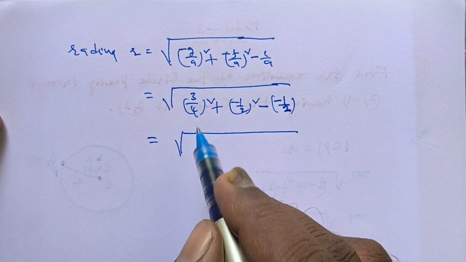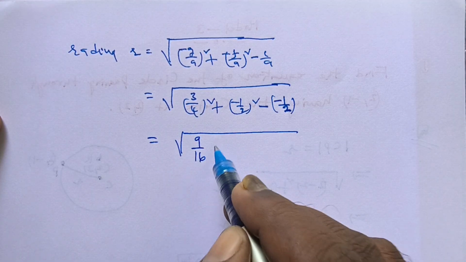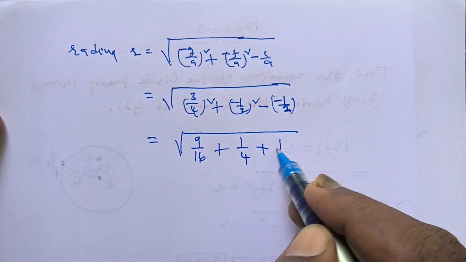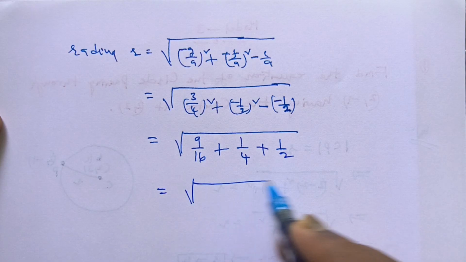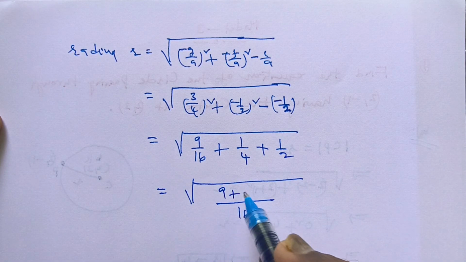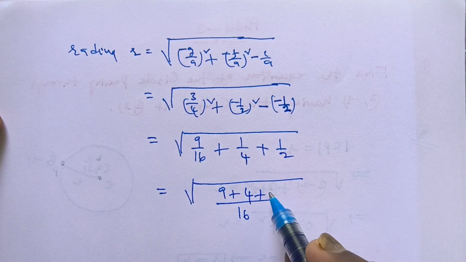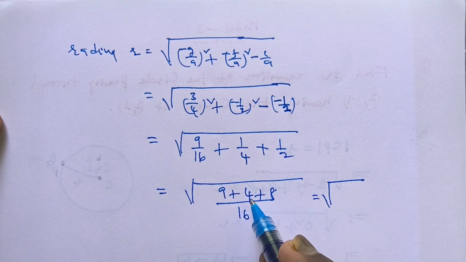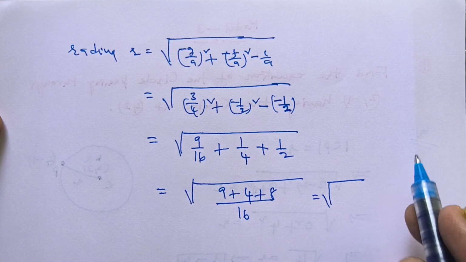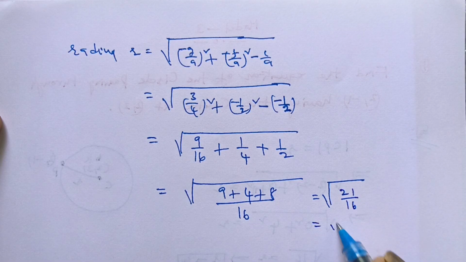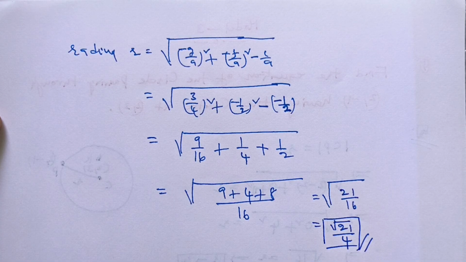So it is equal to, squaring this value, 9 by 16 plus 1 by 4 plus 1 by 2. Here the LCM value is 16. So 9 plus 4 plus 8 is equals to root over 13 plus 8, that is 21 by 16, which is equals to root 21 by 4. This is the radius.